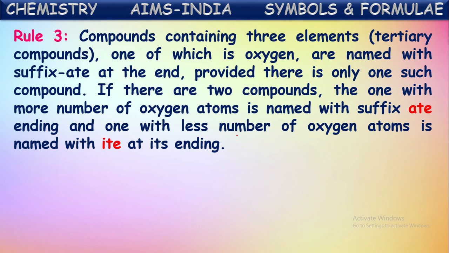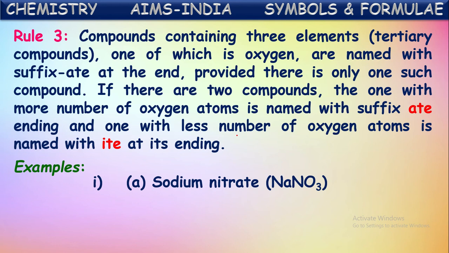If there is only one compound between three elements, and one of them is oxygen, then the name of the compound ends with -ate. If more than one compound is possible with the same combination, then the compound with more oxygen atoms is suffixed with -ate, and the compound with fewer oxygen atoms is named with -ite at the end of its name. Let us understand this by taking a simple example.